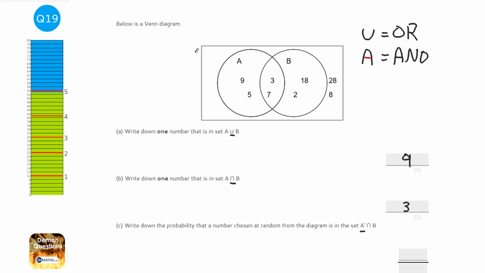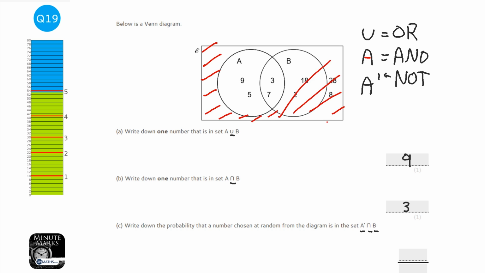Now this little symbol here, it's an A with a dash. That dash there means not. So we're looking for numbers that aren't in A and are in B. Well, let's have a look at where not A is. It's anywhere around here. Anywhere around here is not in A. And let's have a look at where B is. So B is anywhere here. So the numbers that overlap both of those are the 18 and the 2. So it's 18 and 2.